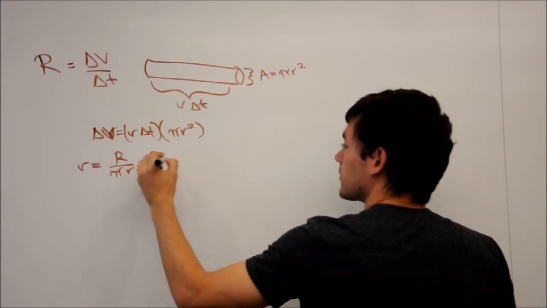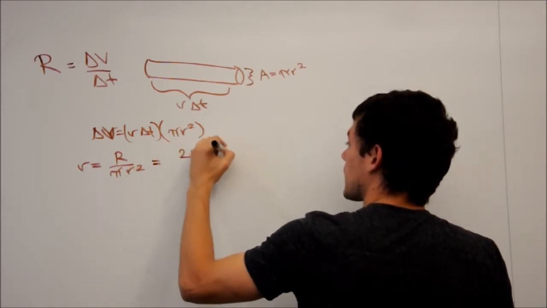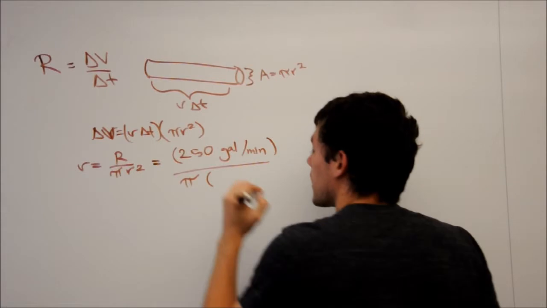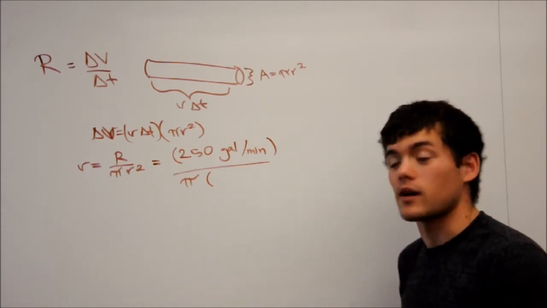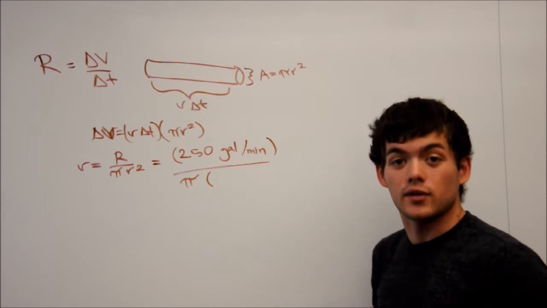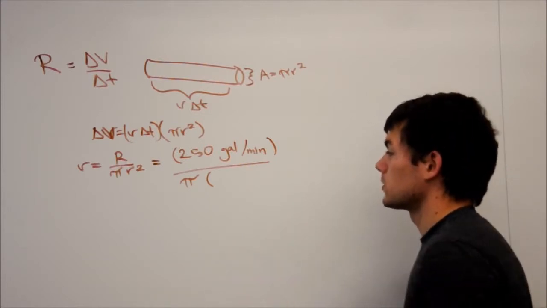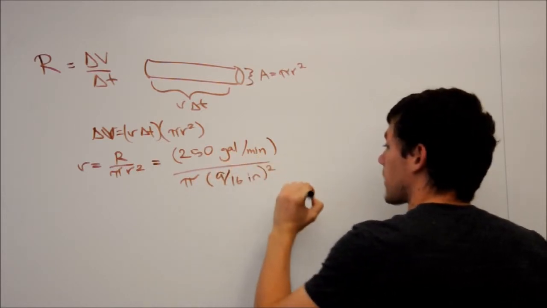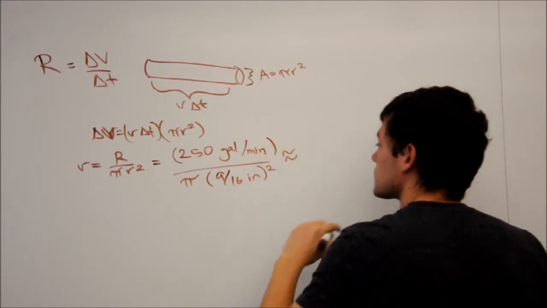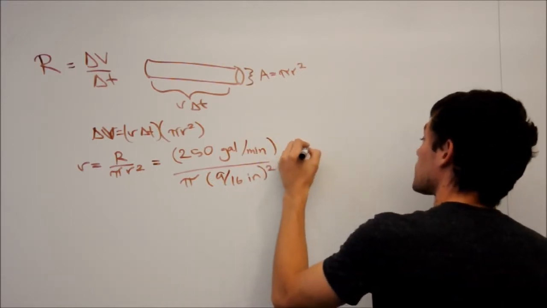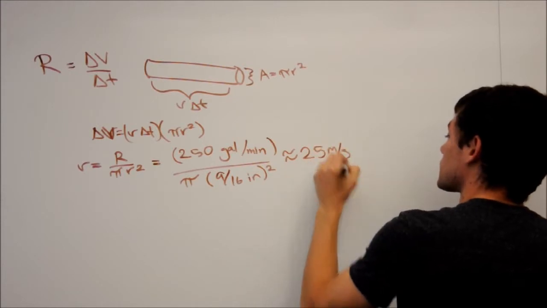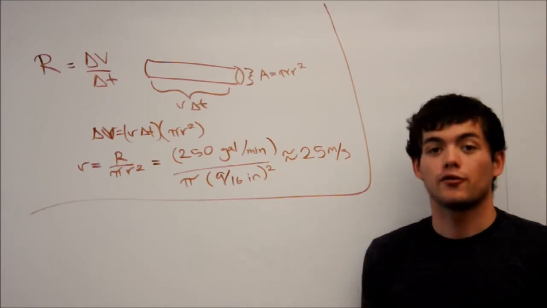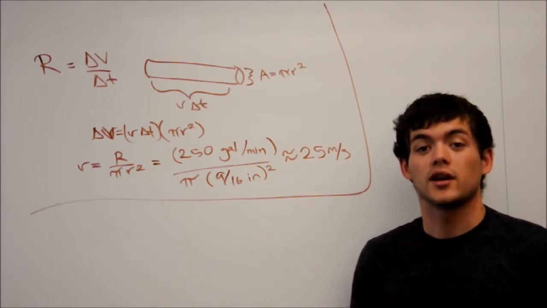Now plugging stuff in, we're given that R equals 250 gallons per minute, over pi, and we're actually given the diameter of the nozzle rather than the radius. So the diameter is 9/8 of an inch, or 1 1/8 of an inch. So dividing by 2 to get the radius, we get 9/16 of an inch, and then we square that. And if you do the calculations and do a little bit of estimation, this turns out to be approximately 25 meters per second.